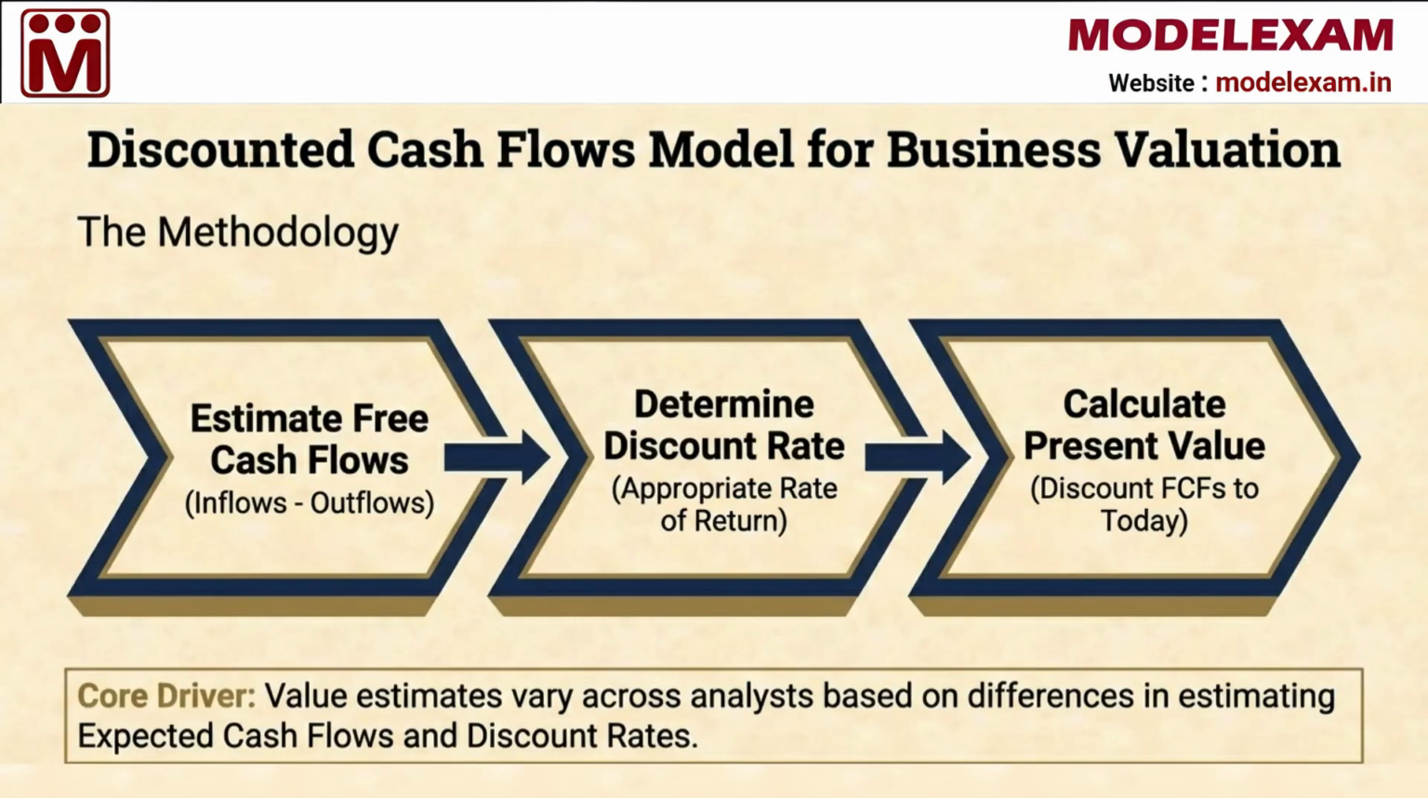The methodology for this valuation follows a clear three-step process. First, we estimate the free cash flows. Second, we determine the discount rate that is appropriate for the risk level. And third, we calculate the present value by discounting those future cash flows back to today. It is important to remember that value estimates will vary across different analysts because everyone will have a slightly different opinion on the expected cash flows and the discount rates.